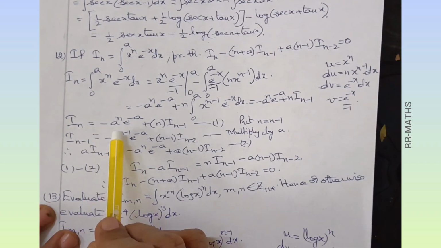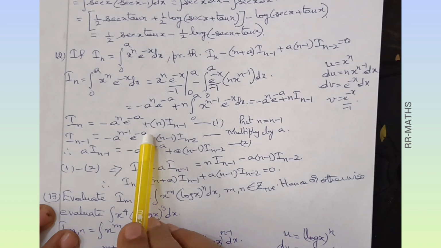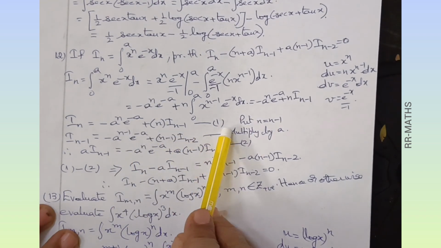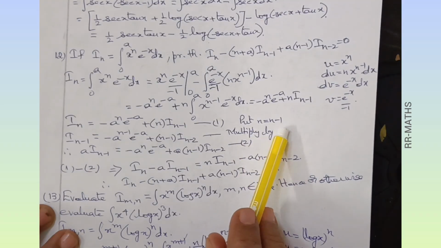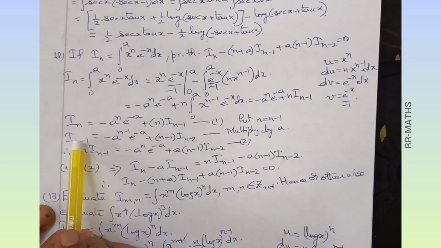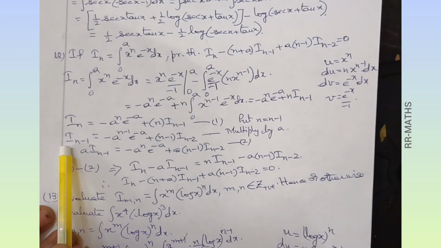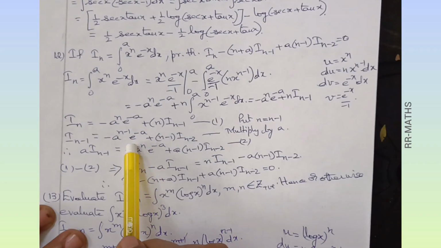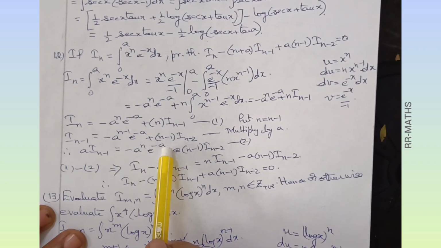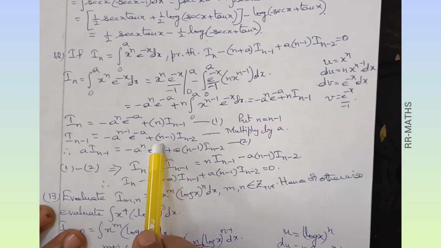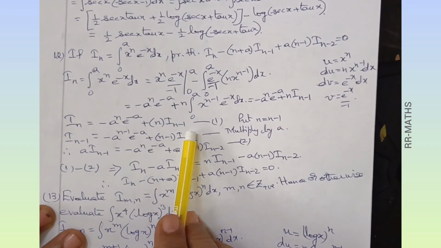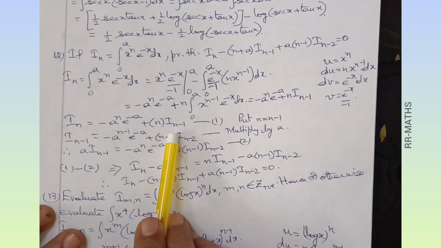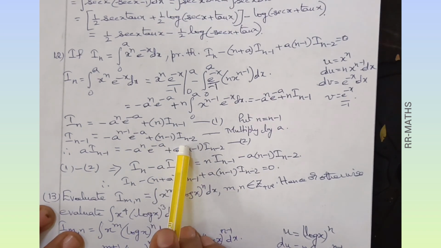So we just look at our formula, we have I n minus 2 there. So now I write here I n is equal to minus a power n e power minus a plus n into I n minus 1. You call this as 1. And now you substitute n is equal to n minus 1 in this formula. So instead of n, I am going to put n minus 1. I get I n minus 1 is equal to minus a to the power of n minus 1 e power minus a plus n minus 1 into I n minus 2, which will reduce from I n minus 1 to I n minus 2.